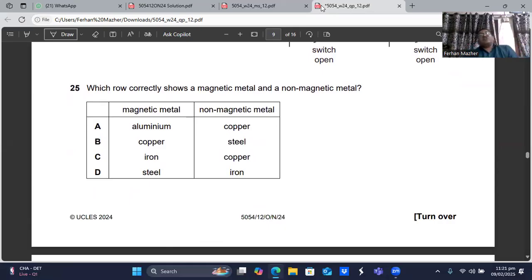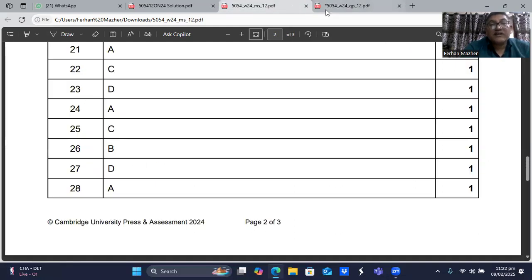Question number 25: which row correctly shows a magnetic material and a non-magnetic material? The magnetic materials are iron and steel. Non-magnetic materials are aluminium and copper. So the magnetic material can be iron and the non-magnetic material is copper. So I think C is the best option. Question number 25, C is the right choice, sir.